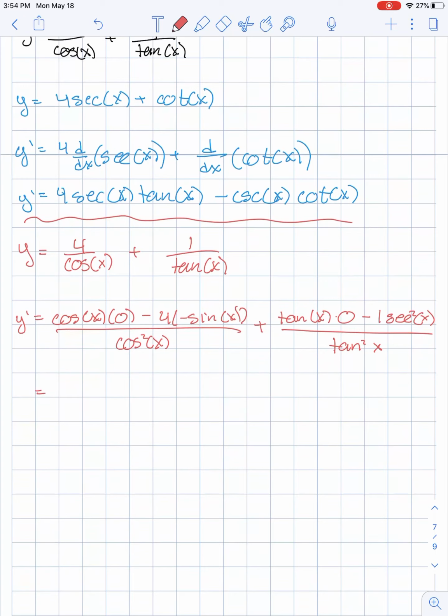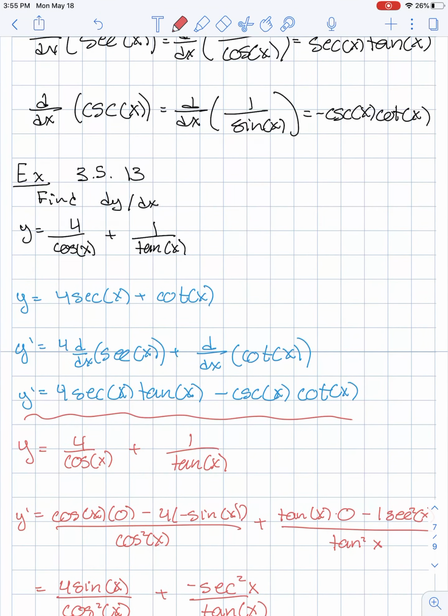Okay, I need to do some simplification. So cosine times 0, that's 0. So negative 4 times negative sine. So it's going to give me 4 sine of x divided by cosine squared x plus tangent times 0 is 0. So just negative secant squared x over tangent of x.